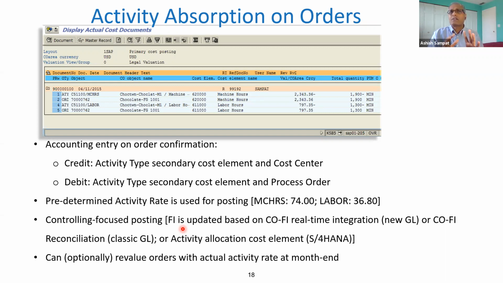So again, just in summary, a lot of value in integration between PP and CO. A lot of good can be done when the data is set correctly, but there can also be a lot of confusion when the data is incorrect. So that's where the integrated nature and the power of SAP comes in.